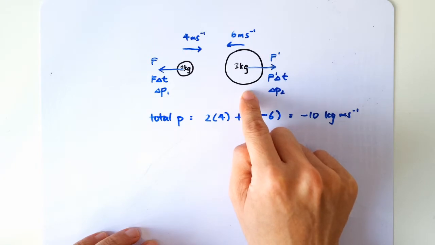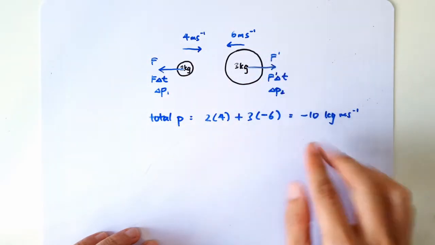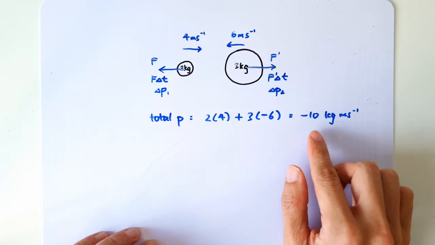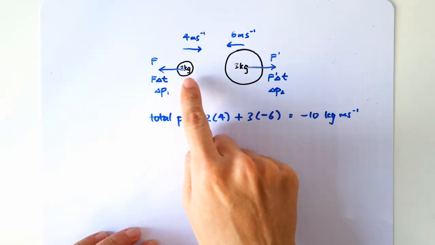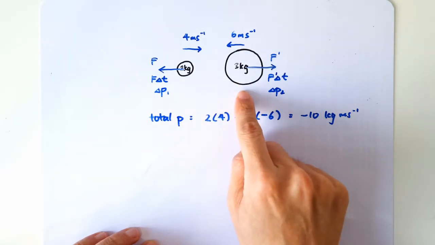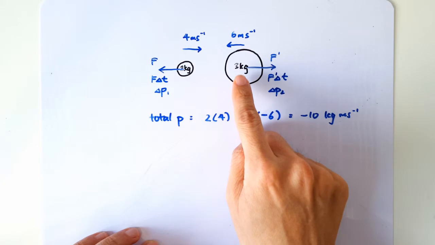If this guy is also at rest, then the total momentum is really 0, and that will not be equal to negative 10. So in fact, when this guy is at rest, its momentum is 0. This guy's momentum must be 10 kilogram meter per second towards the left. So its speed should be 10 divided by 3. Alright?